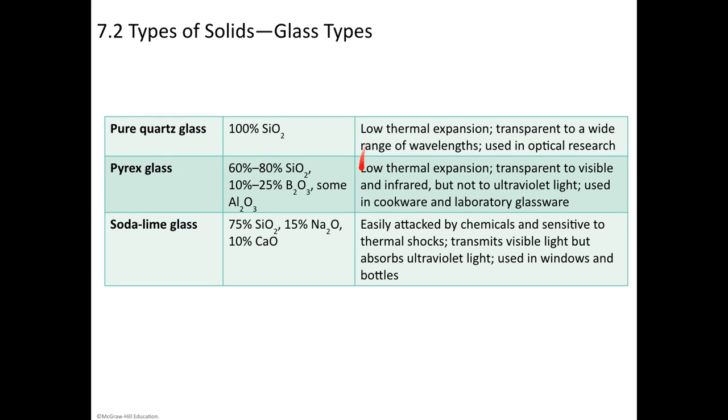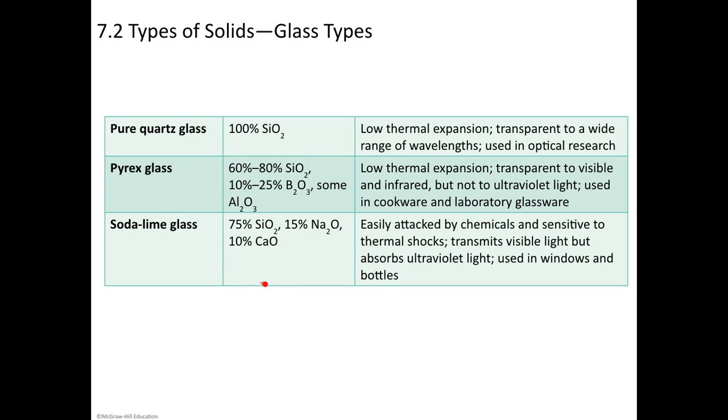These two glasses, Pyrex and quartz, have low thermal expansion. So that's why they can be used in lab glassware and cookware, because if they get hot or cold, they're not going to crack. And so, quartz is very good. It's transparent to a lot of wavelengths. Glass is good, it's clear to visible, but ultraviolet light is going to get absorbed.